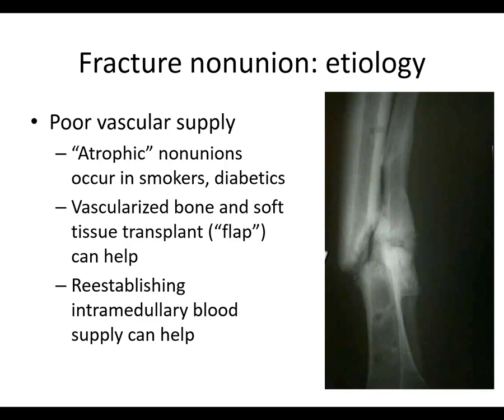Or poor vascular supply. Now, this can occur in smokers, diabetics. Sometimes you may need to bring vascularized bone to help this to heal, and sometimes you need to reestablish blood supply. You can see this cortex coming down, and then it's kind of sclerosed off here, and then here you can see that you're not getting this medullary blood supply. So if you sort of open this up, you can allow the intramedullary blood supply to be restored.